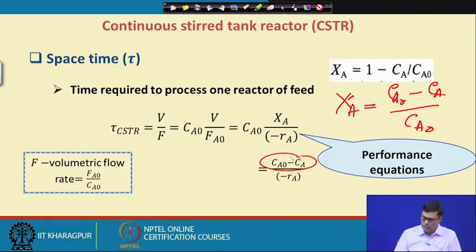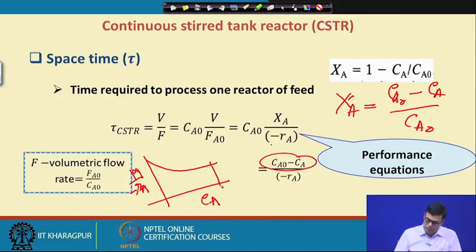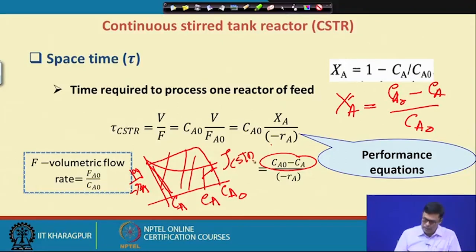So, what we have written here is like this. Now, let me take the previous equation, the plot of minus R A versus C A. Suppose we want to convert C A 0 to C A. Here the area under this curve is equal to tau CSTR, because this is a rectangle.